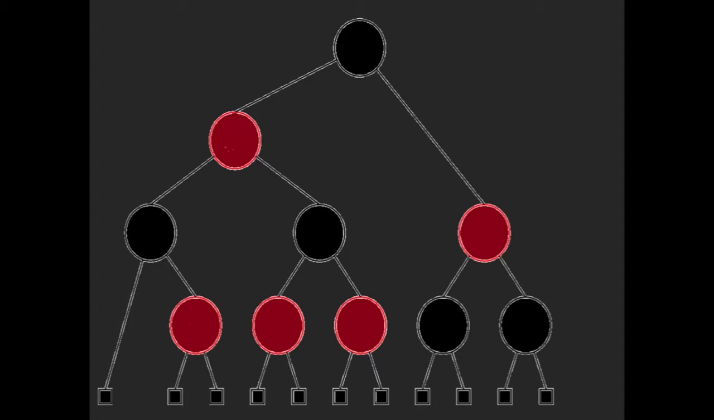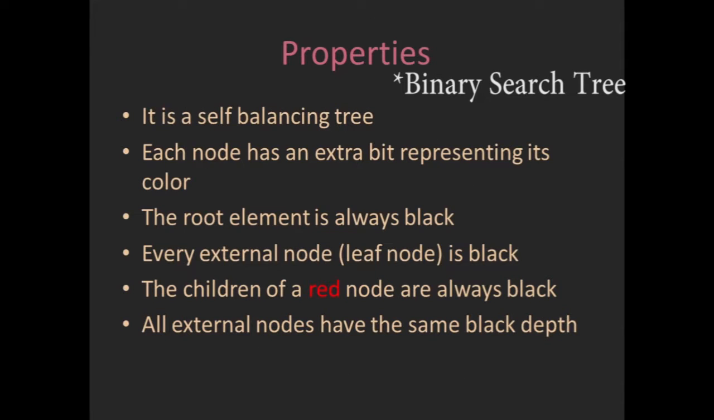So this is what a red-black tree looks like. It's a binary tree and it has some special properties apart from being just a binary tree. So let us go through them. The first one, it is a self-balancing tree. So whenever we insert a node to it, according to its properties, it self-balances itself.